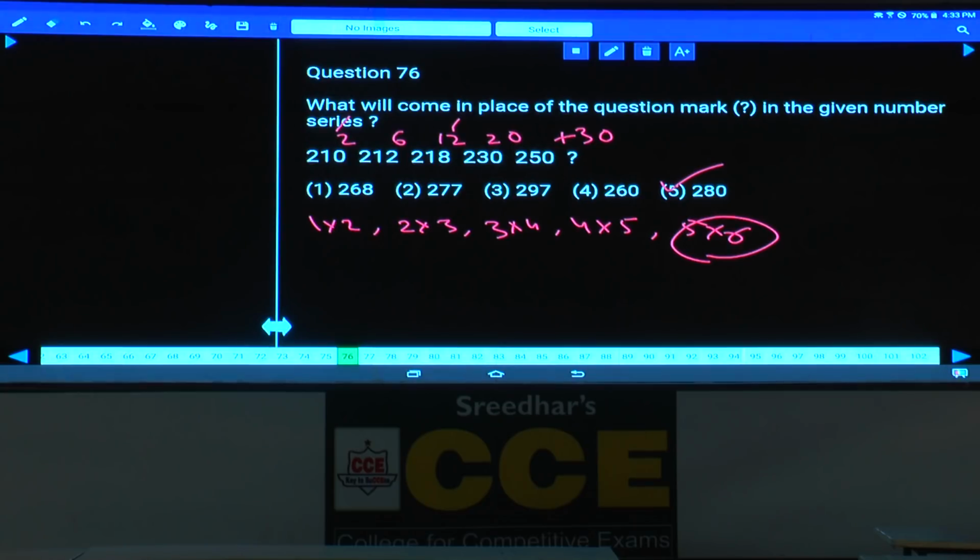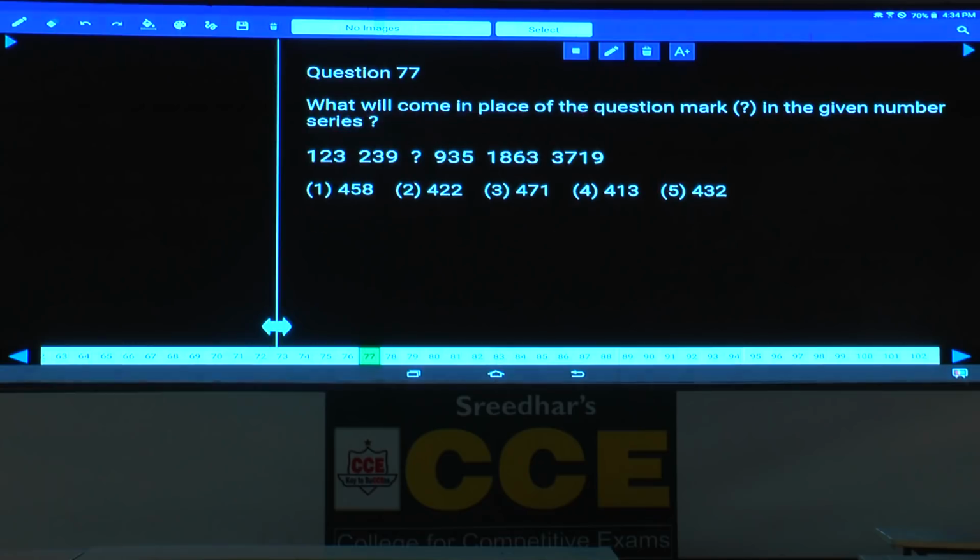Or these numbers can also be written as 1 square plus 1 is 2, 2 square plus 2 is 6, and 3 square plus 3 is 12, 4 square plus 4 is 20, 5 square plus 5 is 30. In either way you will get the same answer. That is choice 5.